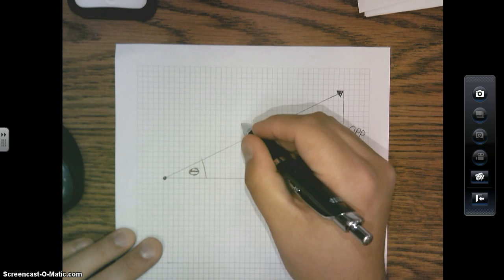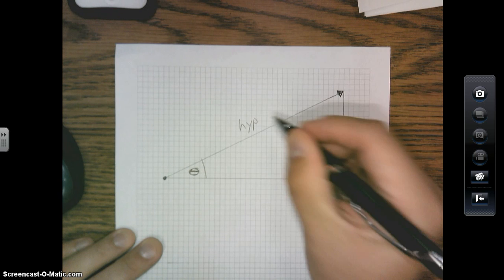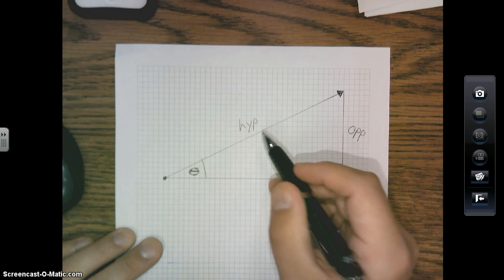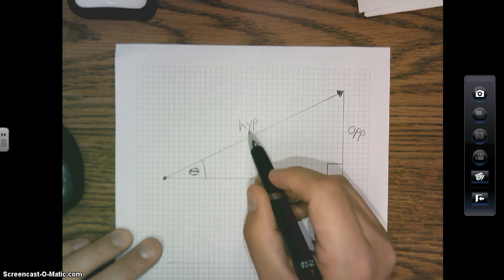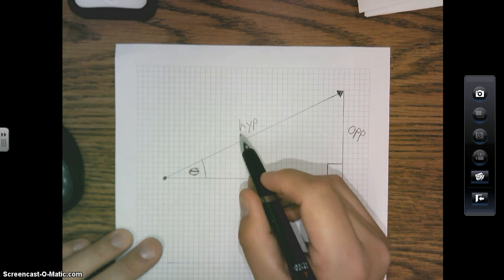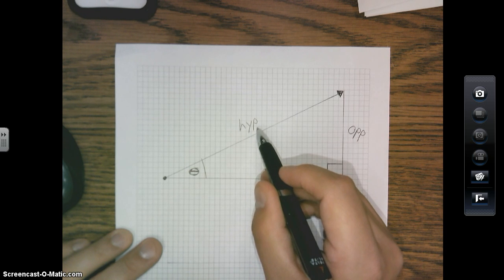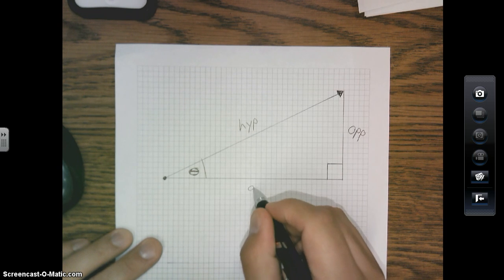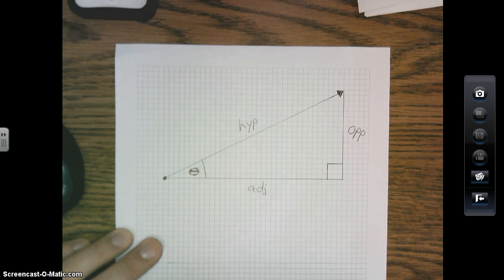And then the longest side is the hypotenuse, or that's also what you call a bathroom in an airplane, a hypotenuse. Yeah.